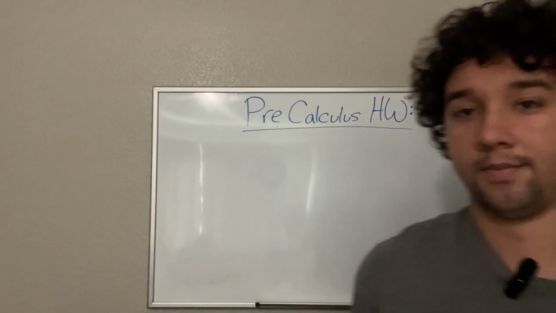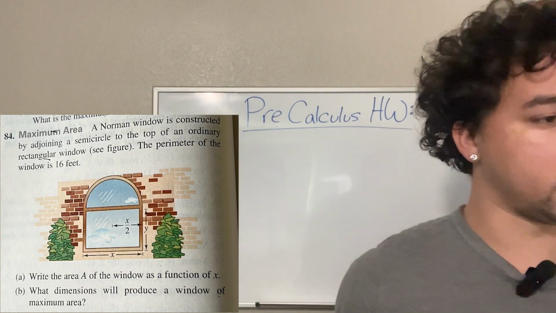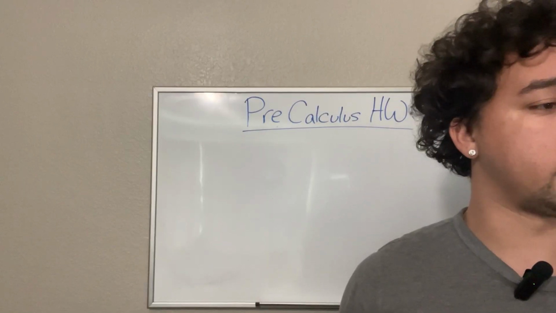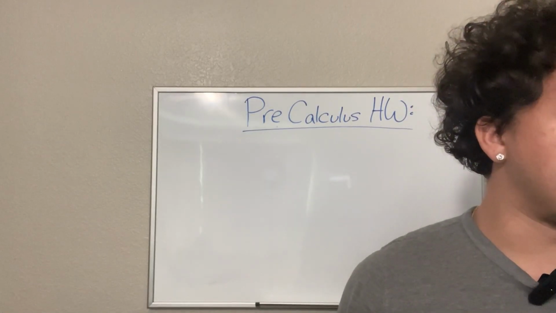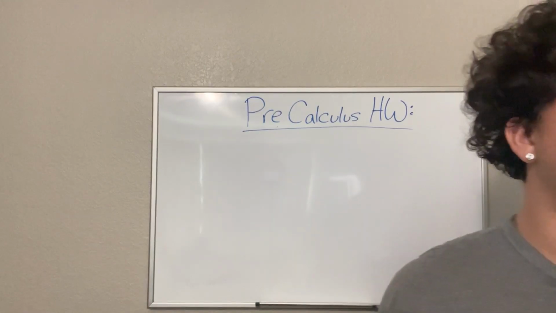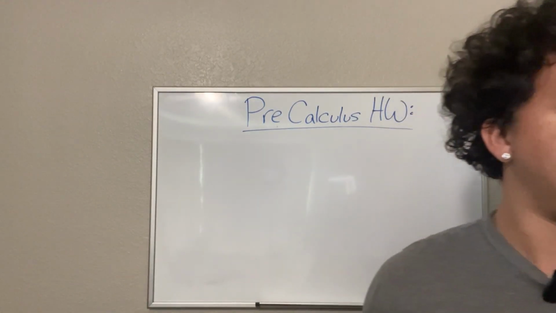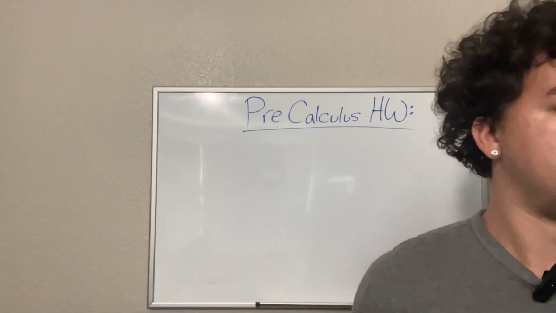Okay, this one's pretty interesting. A Norman window is constructed by joining a semicircle to the top of an ordinary rectangle window. See figure. The perimeter of the window is 16 feet. Write the area A of the window as a function of X. And then what dimensions will produce a window of maximum area? All right.